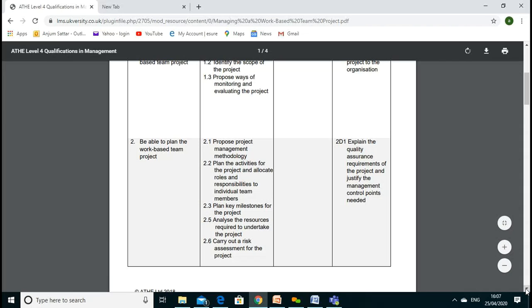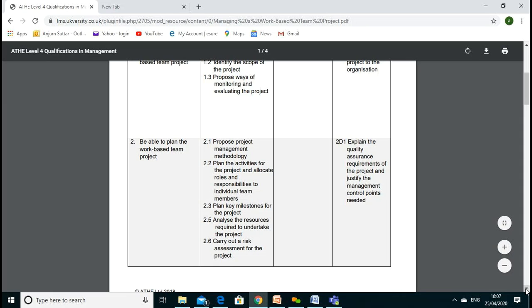We discussed identifying the objective of the project. We said objective means the end result. We discussed SMART objectives, how we can set them. We proposed the way to monitor the project, and we discussed the benefit of the project in terms of the organization.